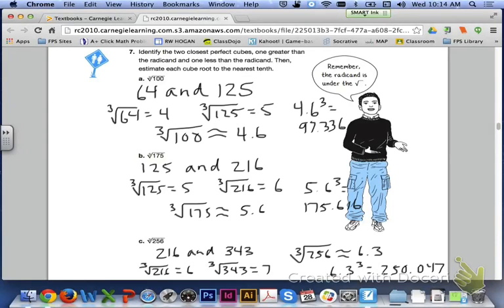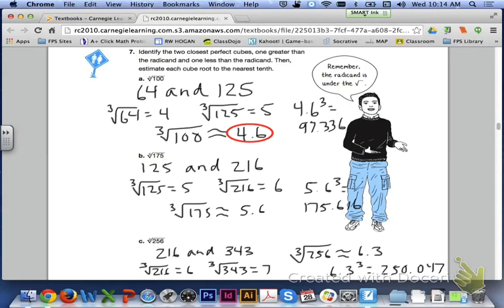Let's take a look at letter A. 100 is going to be between the two perfect cubes of 64 and 125. The cube root of 64 is 4, the cube root of 125 is 5, so we know that our answer is going to be somewhere in between those two whole numbers. The cube root of 100 is going to be approximately equal to 4.6. When I use my trial and error, 4.6 cubed gives me 97.336. That's as close as I can get to 100. So 4.6 is my approximate answer.